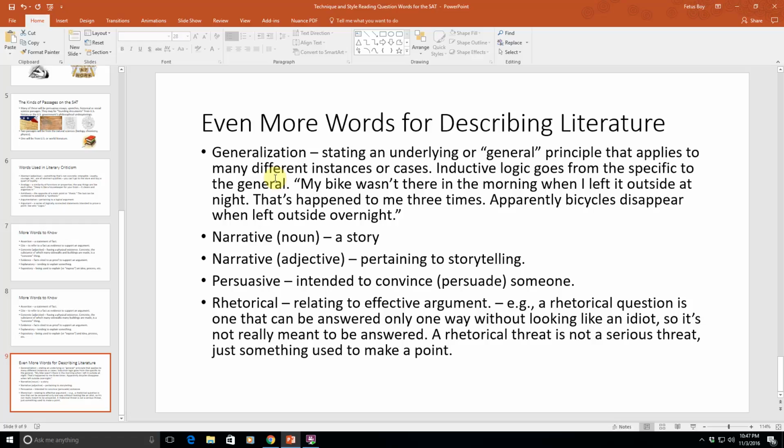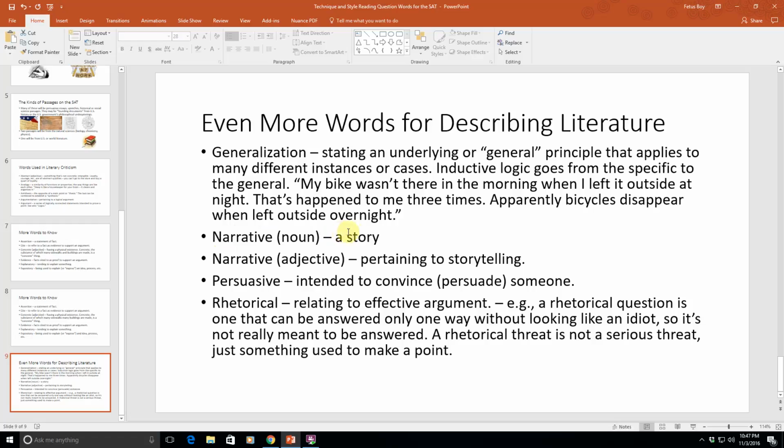My bike wasn't there in the morning when I left it outside at night. That's happened to me 3 times. Apparently, bicycles disappear when left outside overnight. Eventually, I'll figure out people steal your bike if you leave it out and it's not locked up. So that is a generalization, that bikes tend to disappear when you don't have them secured and you're not watching them.